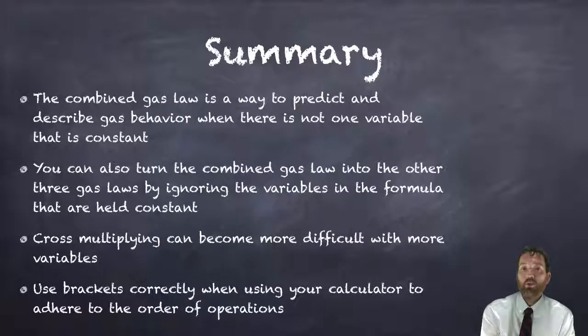Cross-multiplying can become more difficult when you have more variables, but if you keep everything neat and orderly, it shouldn't be an issue. Also, remember, please use brackets correctly when you're using your calculator. The biggest reason I see kids get these questions wrong is not because the math is hard, but because they've punched the numbers in the calculator incorrectly. So you need to use brackets to adhere to the order of operations, or your calculator is going to be doing something different than what you intended.